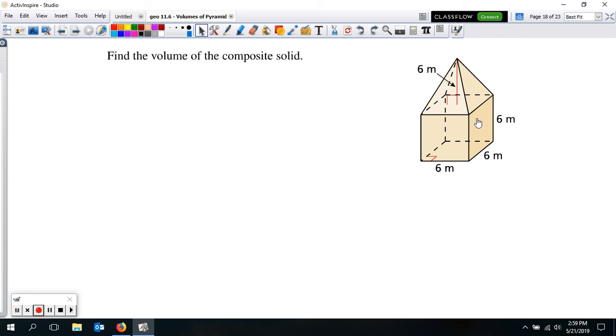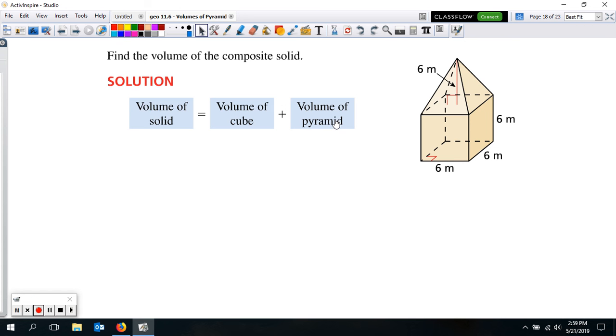So what we need to do is make this into two. We have to find the volume of two different shapes. So maybe the volume of this one and the volume of this one. The volume of the solid would be the volume of the cube plus the volume of the pyramid. And finding the volume of the cube is pretty easy. 6 times 6 times 6 is going to be 216 on that one. So 216 is the volume of the cube.